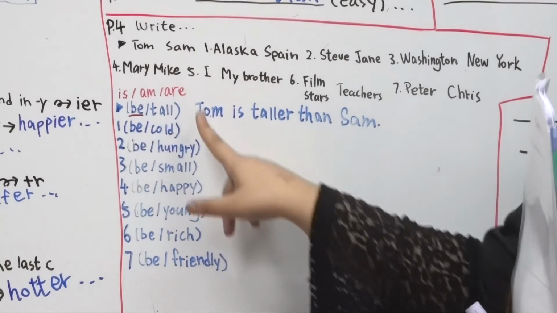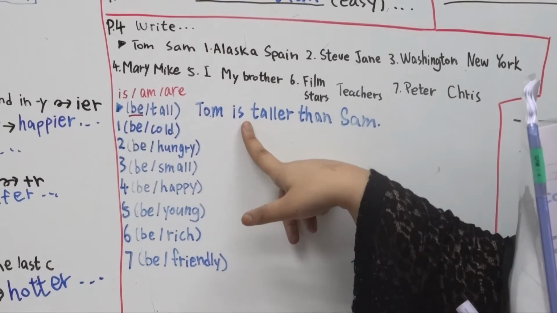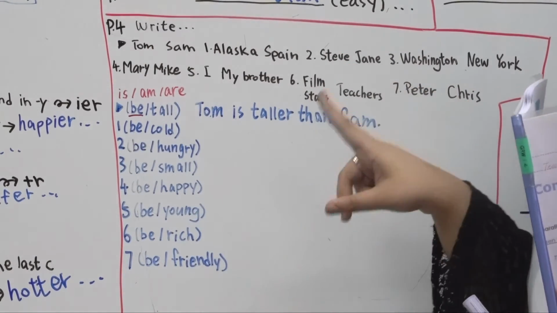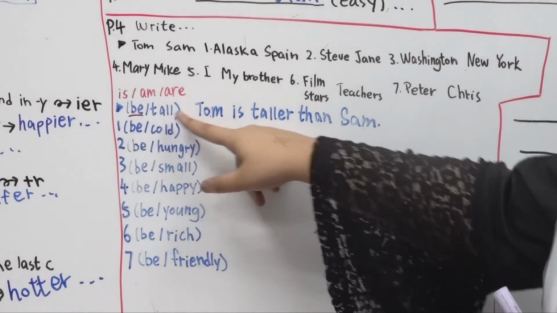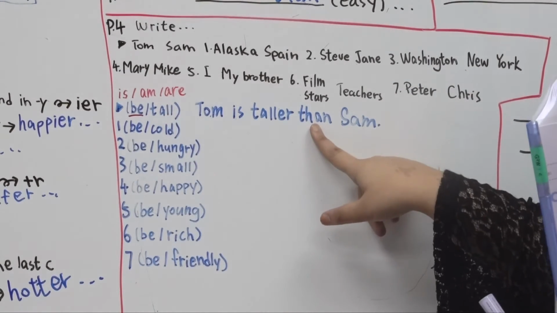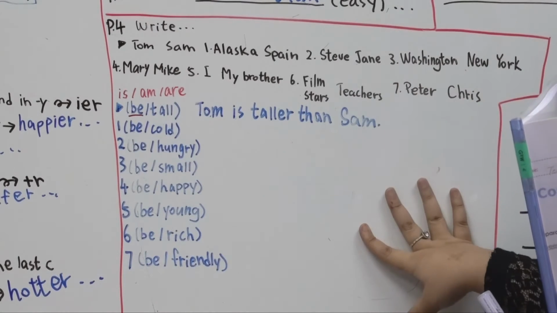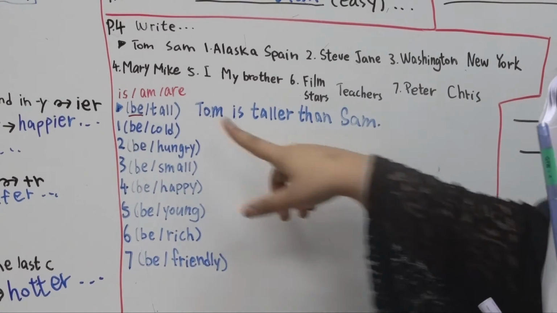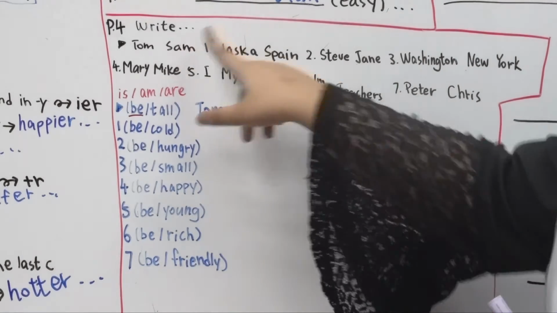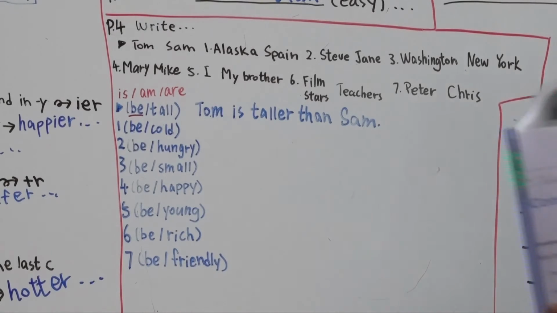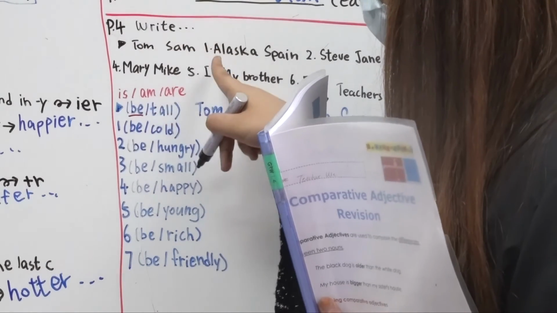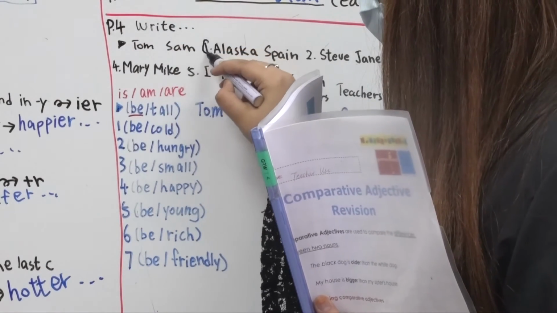The subject is Tom here. So that's why we use is, because Tom is just one person, right? Tom is tall becomes taller than, because this task is all about comparative adjectives. So tall becomes taller than. And then Sam. Understand, everybody? So let's do it. Let's figure out how it is done. So the example has been done for you. Now let's look at number one.